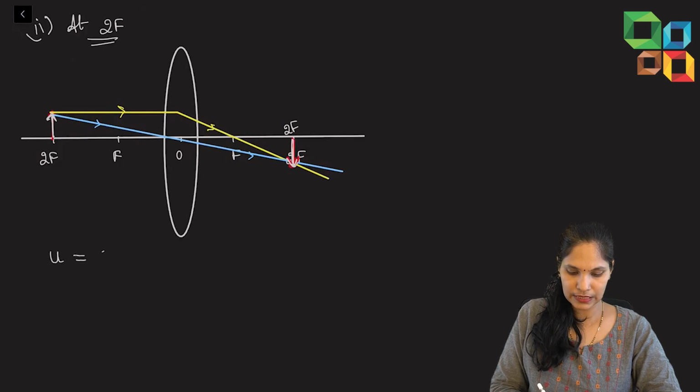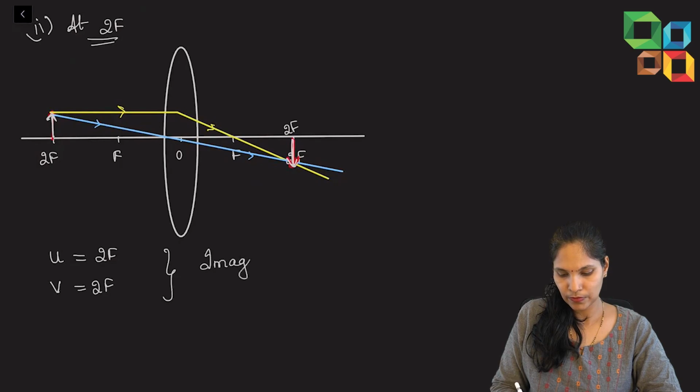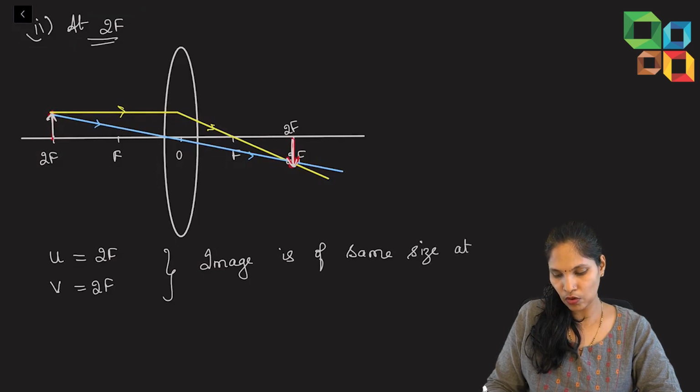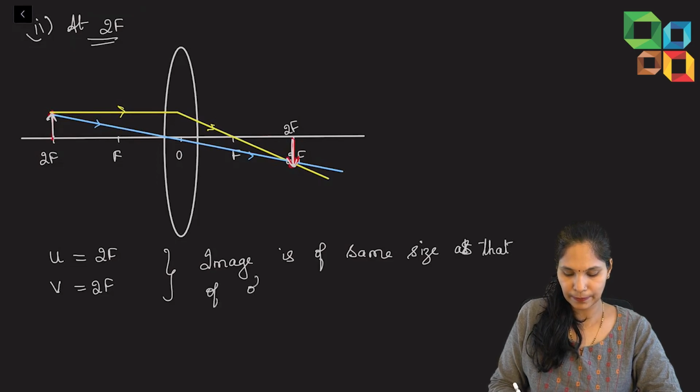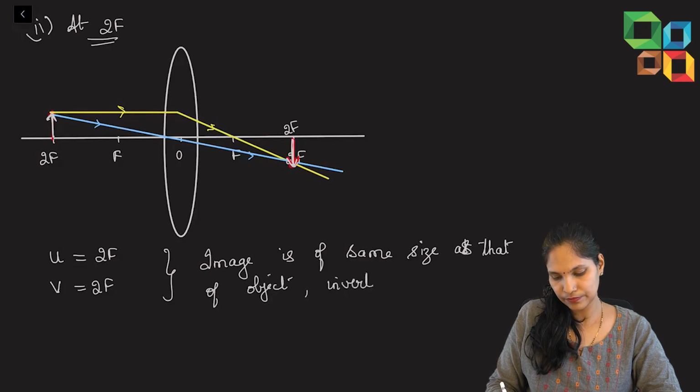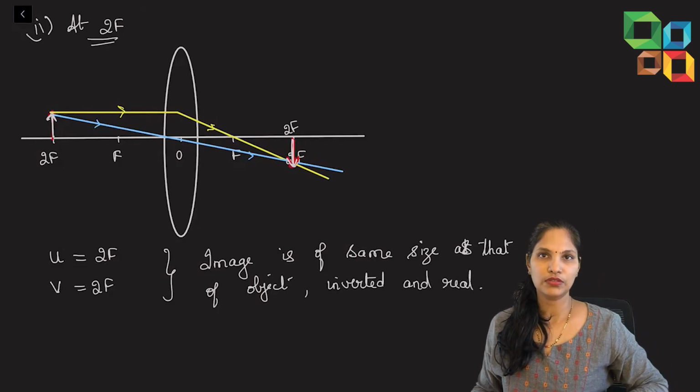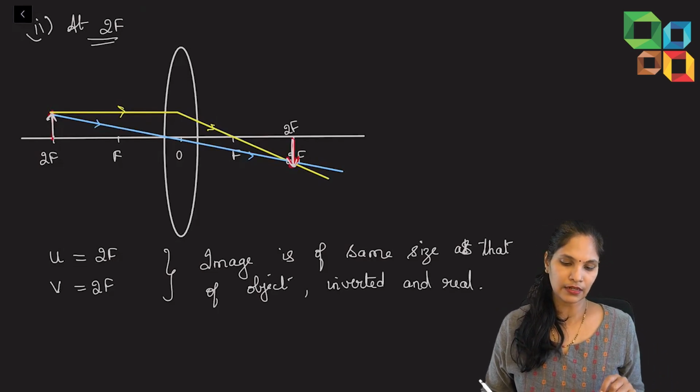So that is what happens when you keep the object at 2f. When the object distance is 2f, image distance also is 2f, and image is of same size as that of object. Inverted, so it should be real. Inverted and real. So this is when the object is at 2f.